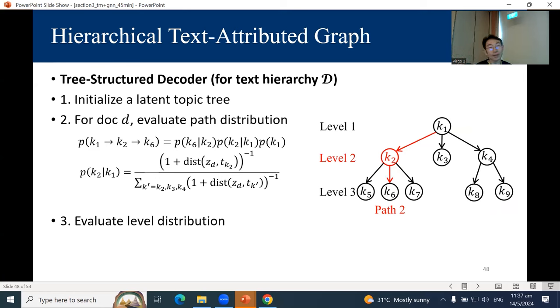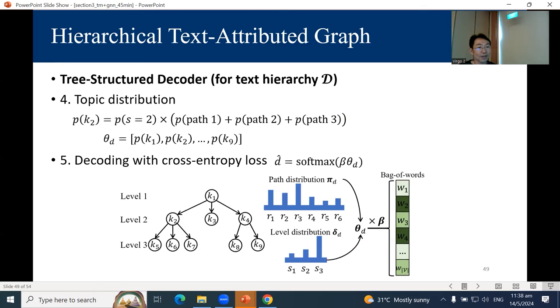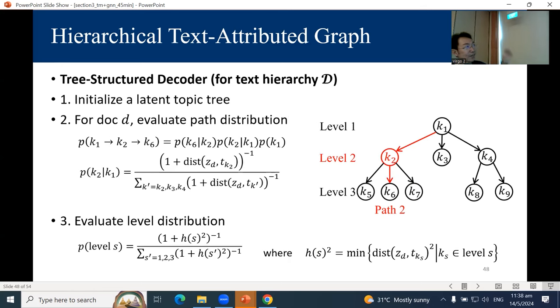But in order to pinpoint a particular topic, we have to estimate at what level the topic is going to occur. So are we discussing, okay, this particular document is about path 2, but is there more emphasis on the root, or more emphasis on k2, or more emphasis on k6? This is what we try to figure out with the level distribution. The way that we look at which level it is, we look at the document's representation, and then we look at the distance to these different levels. So for a given document, we find which of the different levels it is going to be closest to, and we presume that it's going to be the level assigned to that document.